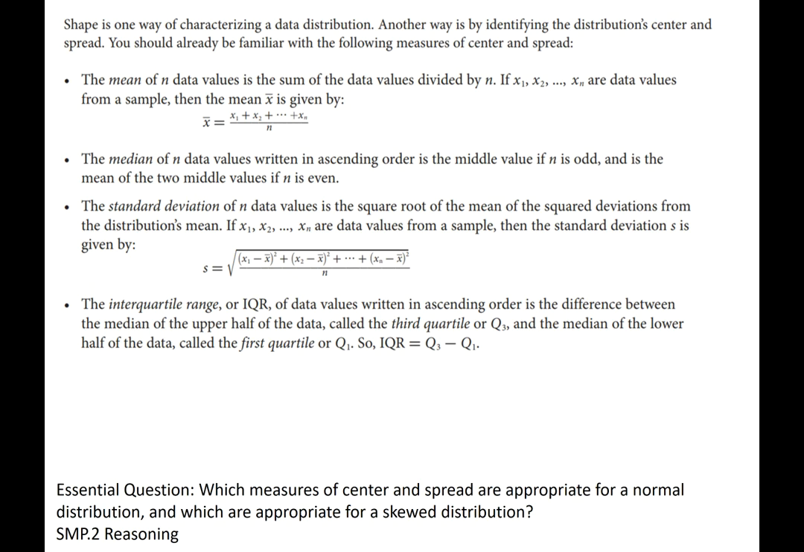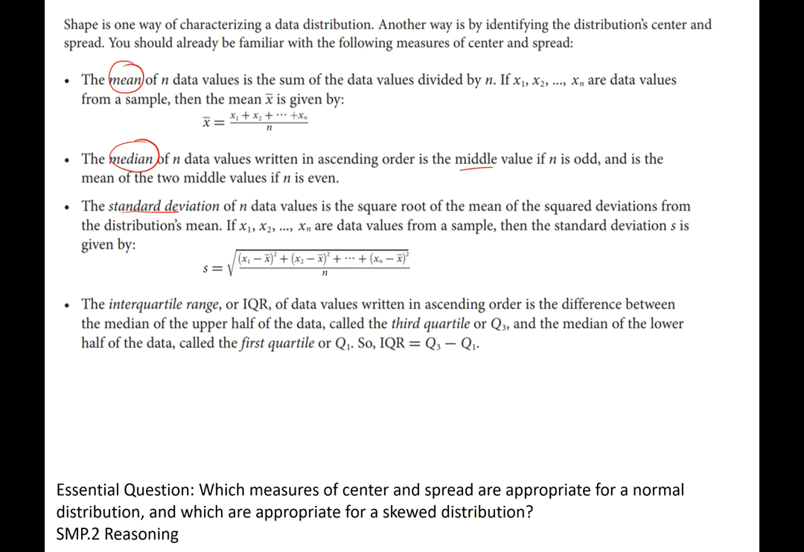Shape is one way of characterizing a data distribution. Another way is by identifying the distribution's center and spread. You should already be familiar with the following measures of center and spread. So mean, we've already seen that a few times. You take all the numbers, add them up, and divide by the total number of numbers. We've also seen median, which is when you write the numbers in order and take the middle number. Those are both talking about the distribution's center.